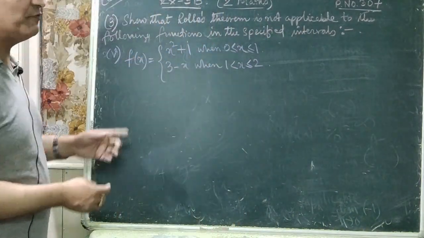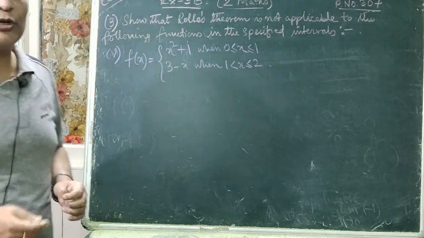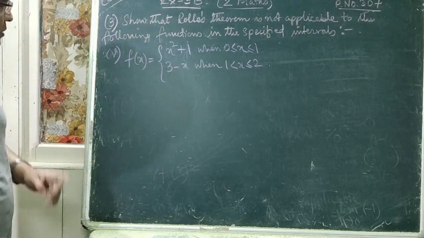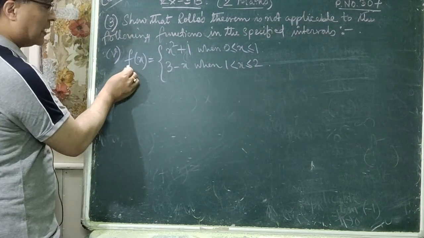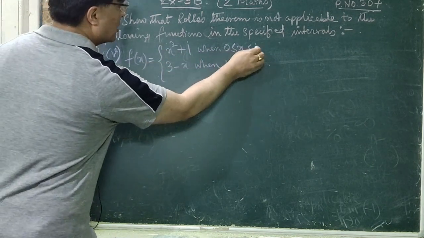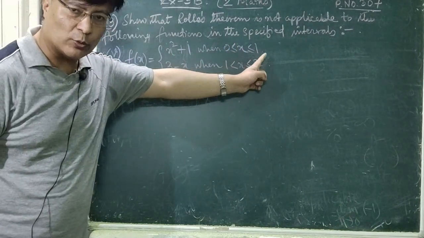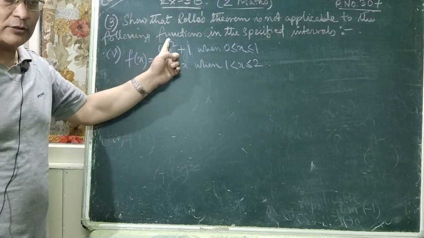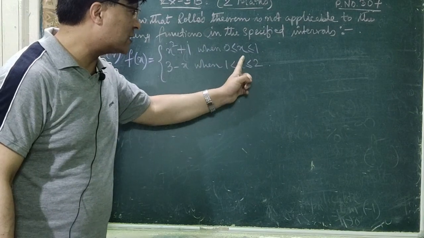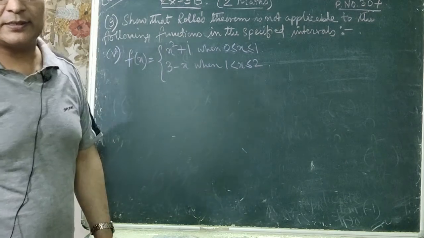So now we'll do question number 5 of number 3. In this case also you have to prove that Rolle's theorem is not applicable for the given function in the specified interval. Okay, so here it is given that f of x is equal to x square plus 1 when 0 less than or equal to x less than or equal to 1. Now when 1 less than x less than or equal to 2, then f of x is equal to 3 minus x, right?